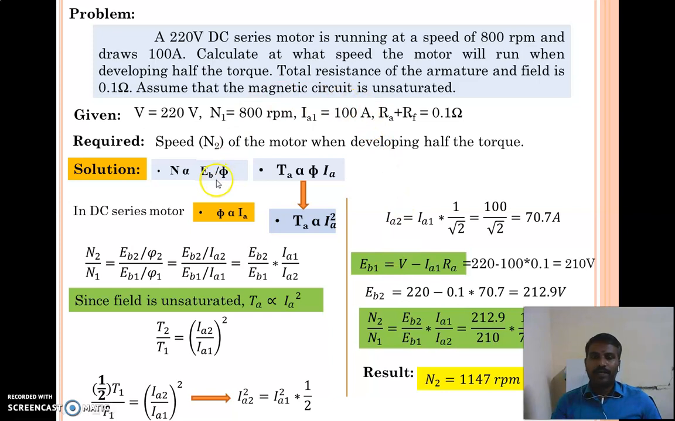So dear students, from this problem you can get clear idea about the relationship between armature torque and armature current in DC series motor. Also, you can find the unknown values of EB2, IA2 and N2.